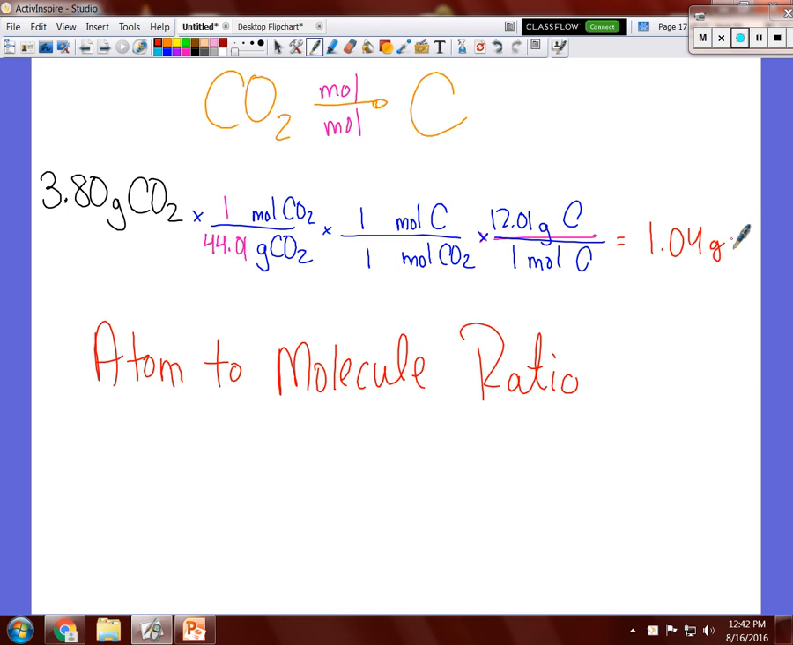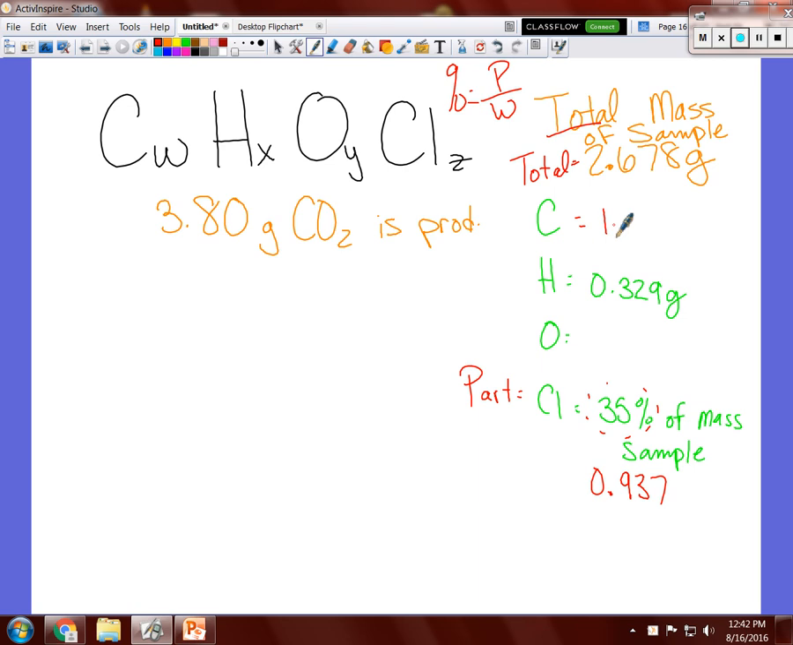1.04 grams. All right, so I'm going to come back to this page and write this down. 1.04. Actually, I hate that. Let's do it in the right color.